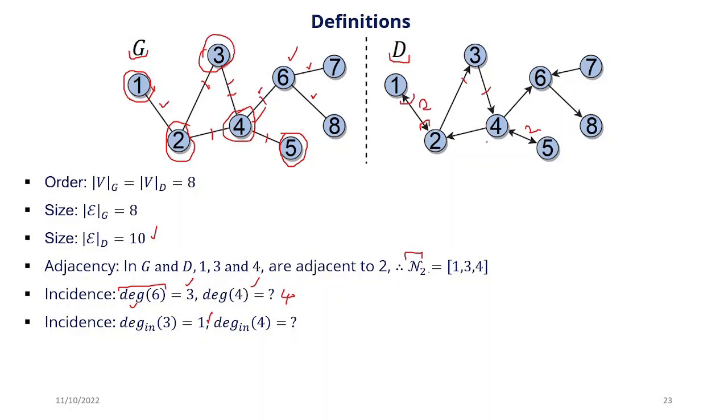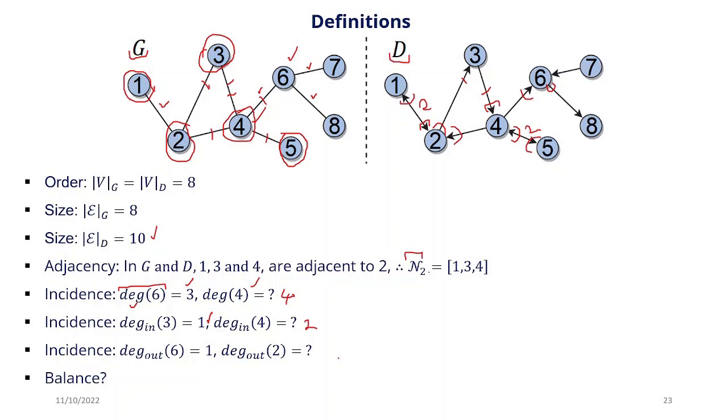What about the in degree of 4? We have 1 coming in and we have another one coming in. So the in degree of 4 is 2. What about the out degree? So we talk about the out degree of 6, for instance. Out degree of 6 is 1. Only one edge is coming out. Can we also talk about the out degree of 2? Of course, 2 is 1. What about the out degree of 4? 1, 2, 3. So the out degree of 4 is 3.